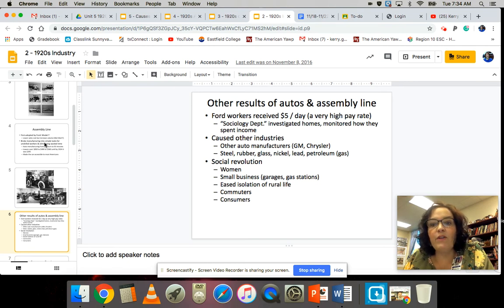And you have lots of other industries that come from the automobile, as well as a series of social changes, right? The role for women, the idea that you have a lot more small businesses, rural life becomes less lonely.